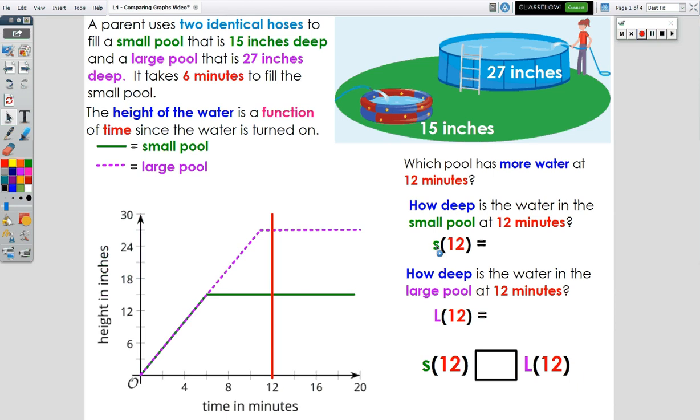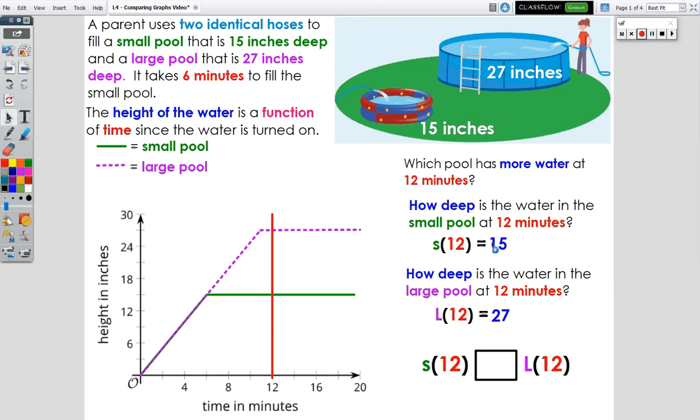So this is saying, how deep is the water at 12 minutes for the small pool? And what I would say is, at 12 minutes, we have 15 inches of water. And how deep is the water in the large pool at 12 minutes? So again, we go to 12 minutes, we go up to our large pool, we come across and we see that that's 27 inches of water.